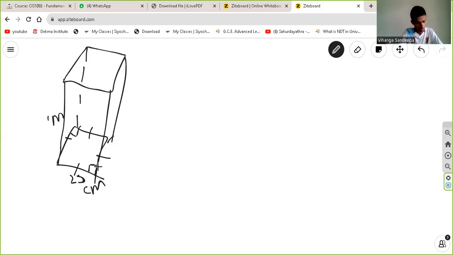Then the container is filled with water to exactly half of its height.